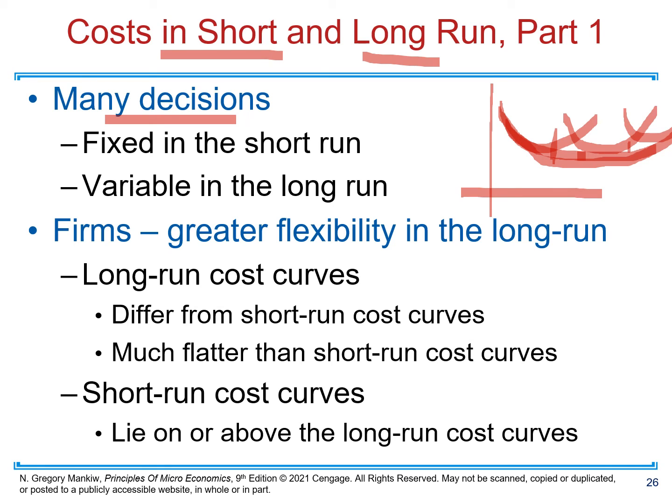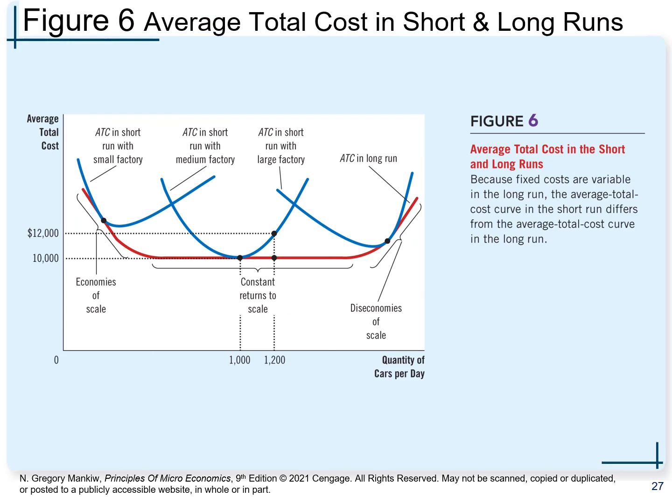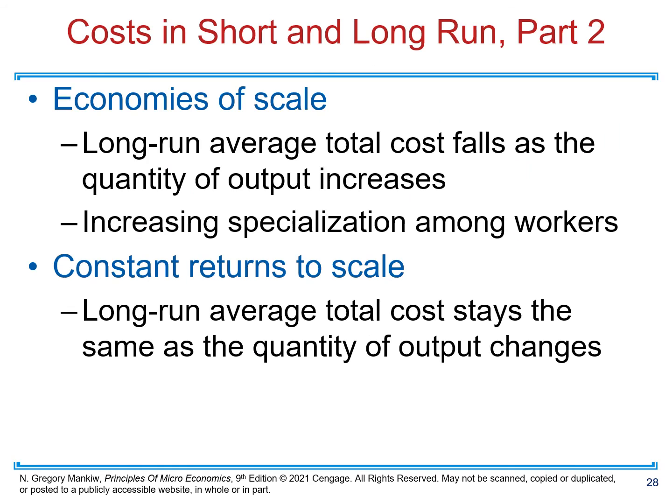Short run cost curves lie on or above the long run curve. I think we can show it right here too, the same thing we did. We're almost there. Economy of scale, we call it economy of scale: long run average total cost falls as the quantity of output increases, increasing the specialization among the workers. We call that economy of scale.